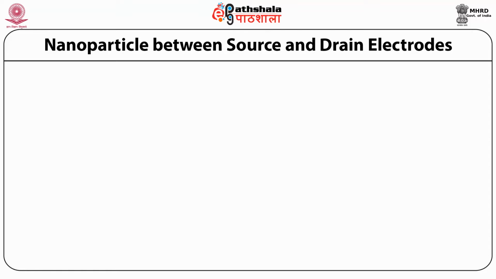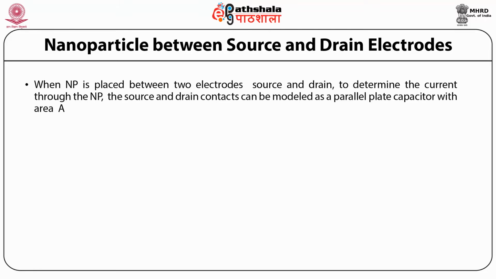Nanoparticle positioned between the source and drain electrodes. When a nanoparticle is placed between two electrodes, that is source and drain, to determine the current through the nanoparticle, the potential profile for an arbitrary distribution of charges has to be calculated. So under the approximation that the electric field between two contacts is uniform, the source and drain contacts can be modeled as a parallel plate capacitor with the area capital A, which is the cross-sectional area of each contact, and D is the separation between the two contacts.